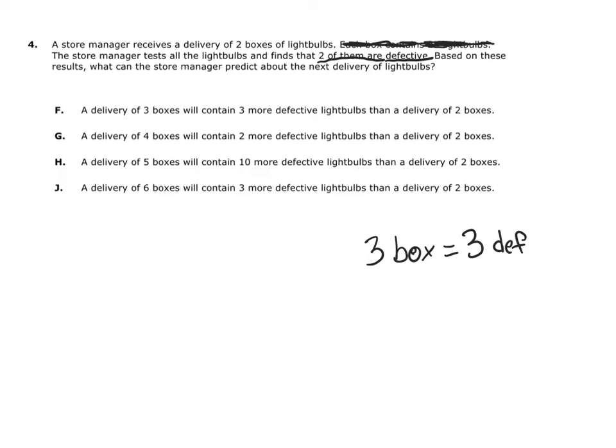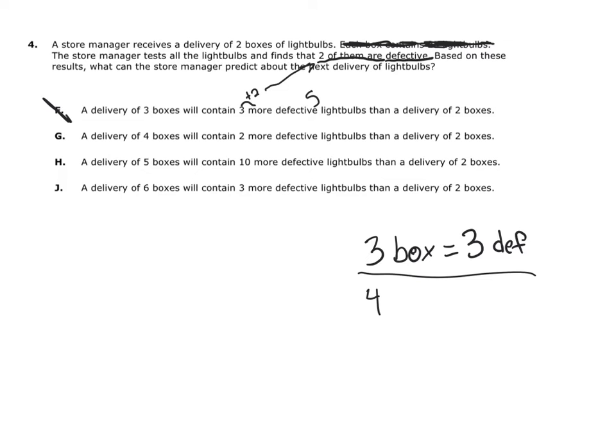F says 3 boxes will contain 3 more defective light bulbs than a delivery of 2. So 3 more than a delivery of 2. That's very important because we're adding the 2 from right here. That would be 5 total. We said right here 3 boxes should be 3. So F is wrong. Let's look at G.